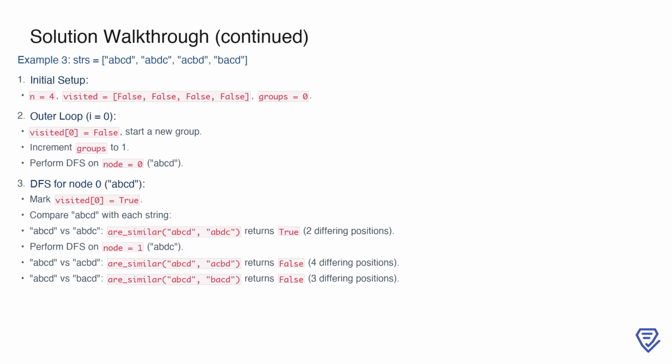Performing a DFS on node equals 0, which is ABCD, we first mark visited 0 as true. Comparing ABCD with ABC, the r_similar function returns true, as two positions differ. This triggers a DFS on node equals 1, which corresponds to ABC. Comparing ABCD with YACT, however, yields false because four positions differ, so no DFS is performed. Similarly, comparing ABCD with BACT also yields false, as three positions differ.